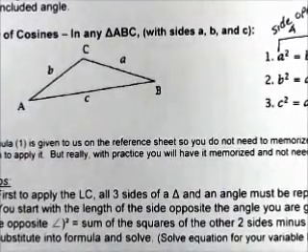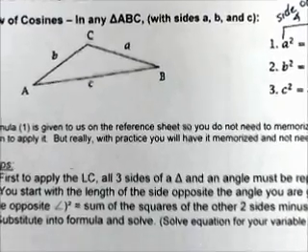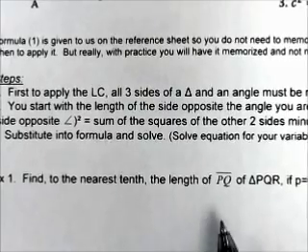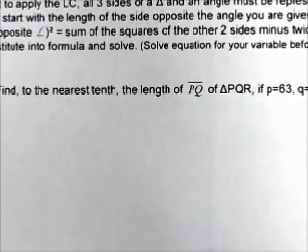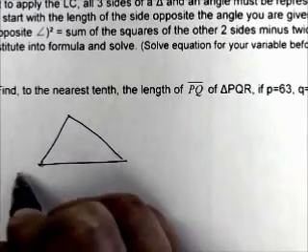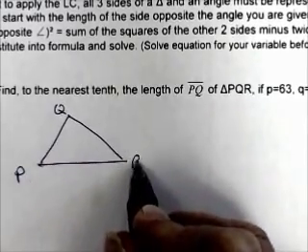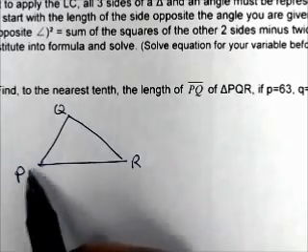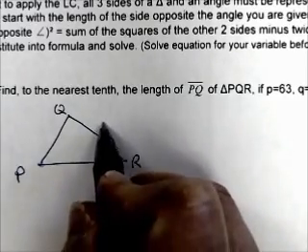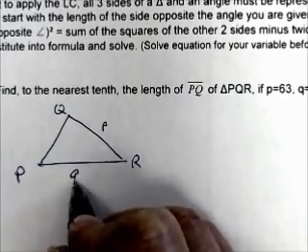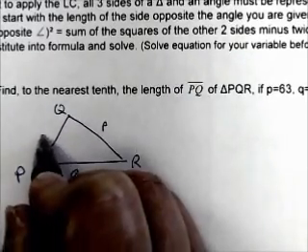Okay, so here you have example 1. Find to the nearest tenth the length of side PQ of triangle PQR. All right, well, let's stop there before we go any further. Draw a diagram. There's triangle PQR. The vertices of the triangle are named by capital letters. So opposite angle P would be lowercase p. Opposite angle Q is lowercase q, and opposite angle R is lowercase r.